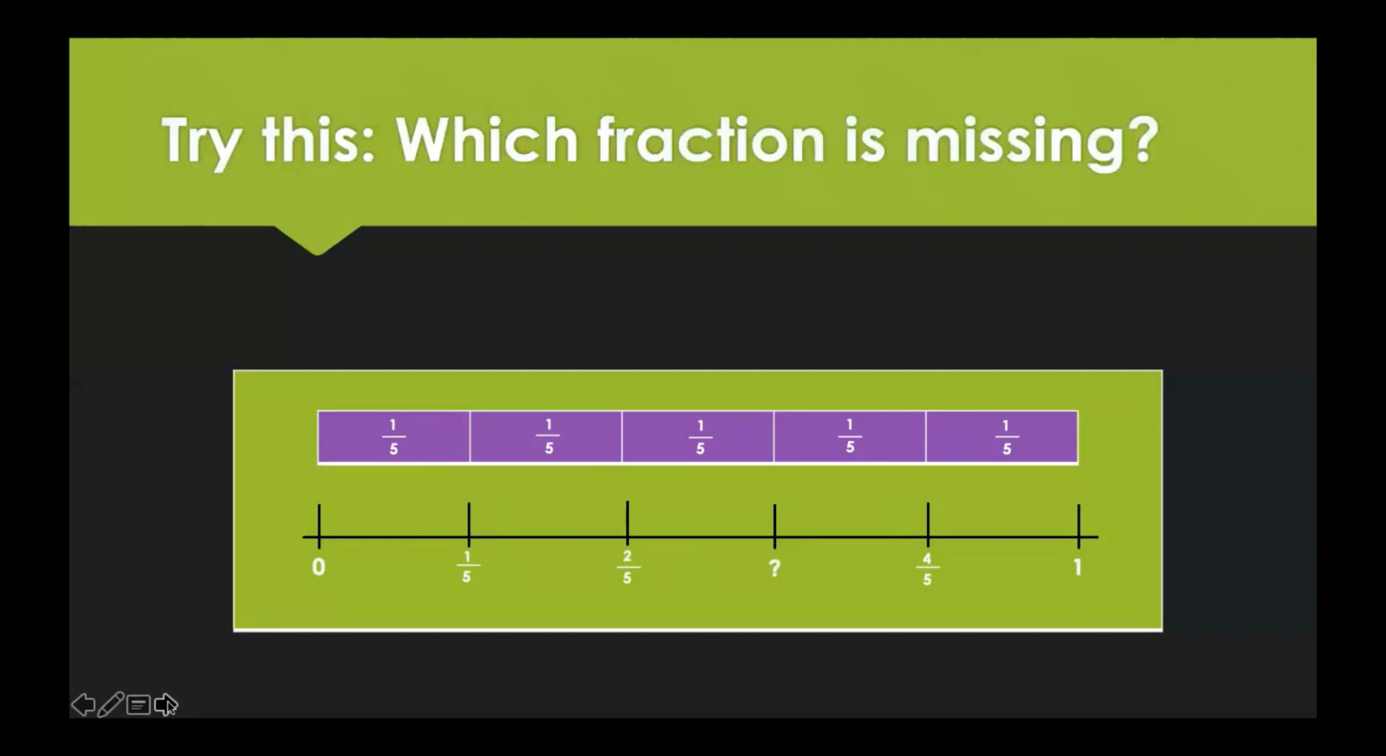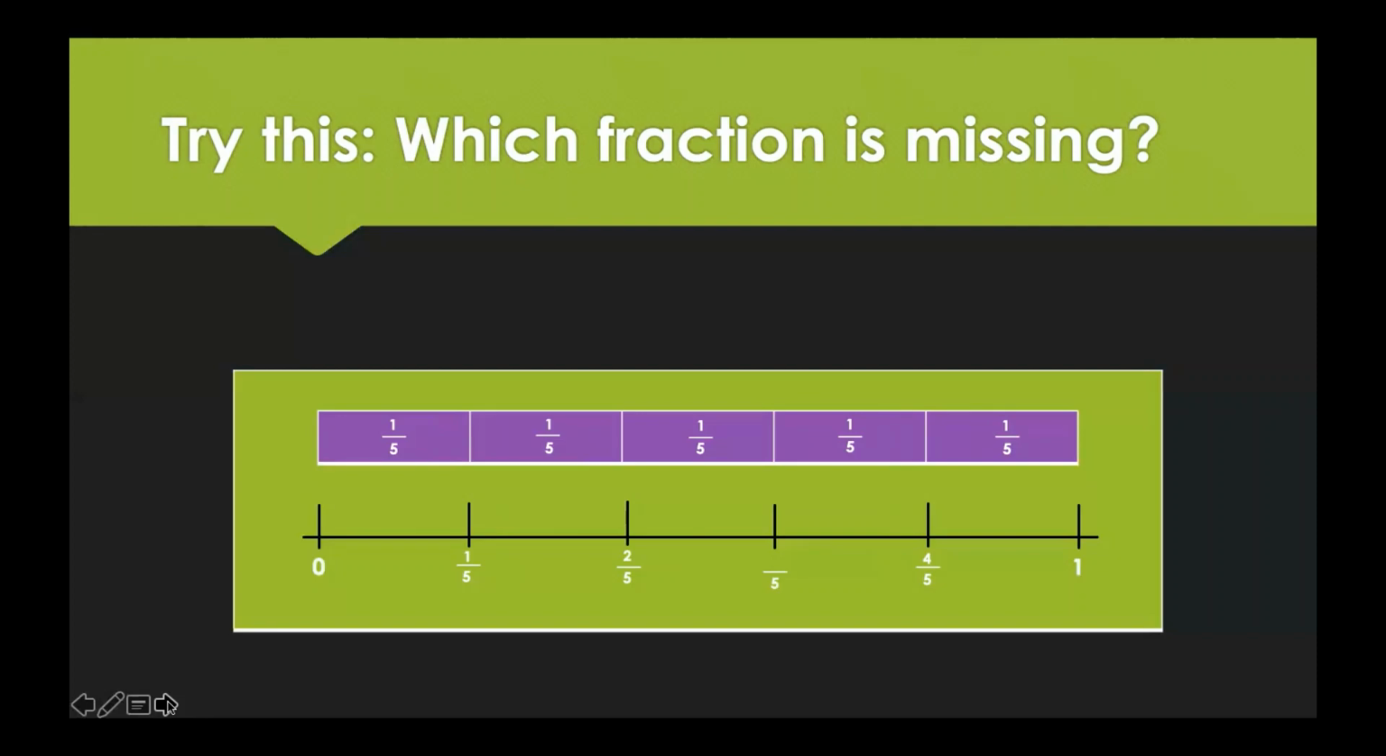Let's try this together. Which fraction is missing? I want you to look carefully. Count the number of spaces on this number line. That will indicate my denominator. I can count there are 5 equal spaces on the number line. So my denominator will be 5.